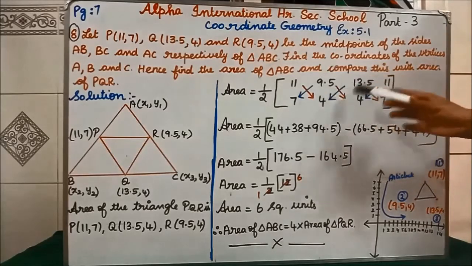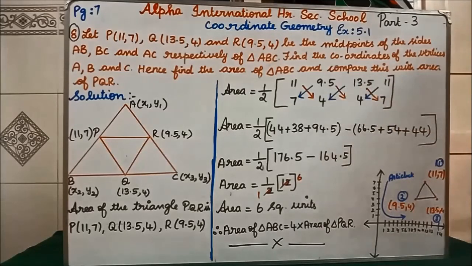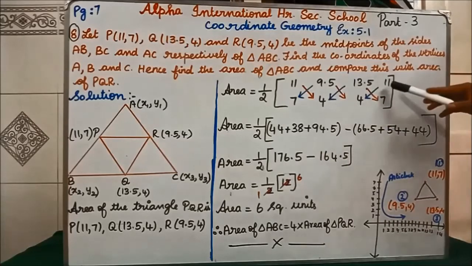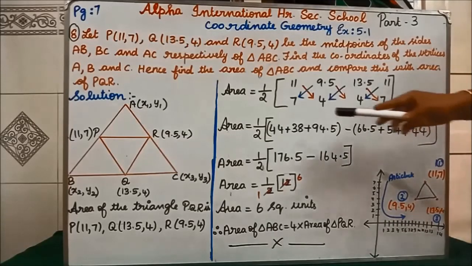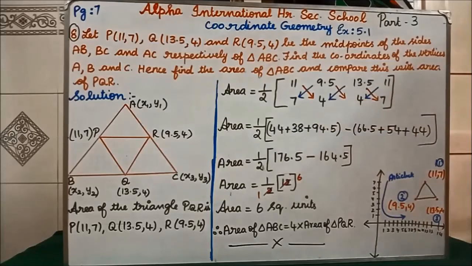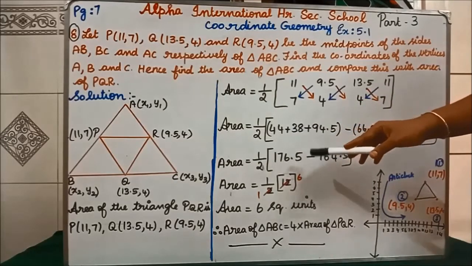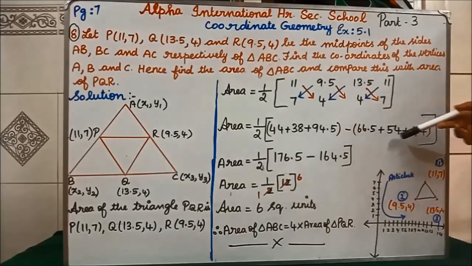Minus, now we are going to do it in the opposite direction, which is the blue arrow mark. 9.5 into 7 is 66.5. Next one is 13.5 into 4 is 54. 11 into 4 is 44. All the values we are adding, we are getting 176.5. Similarly, if we are adding this side, we are getting 164.5.